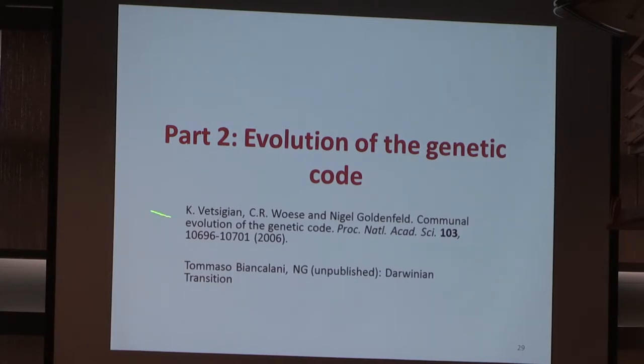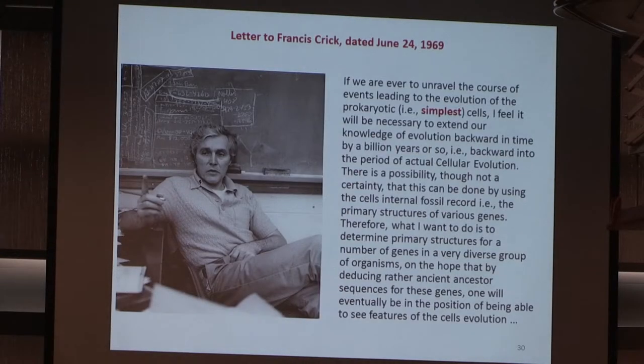I want to now talk about work that actually was done, started with Carl, and may be new to some of you. And there are parts of this that are new and unpublished, which were done with Tommaso Biancolani, who was a postdoc in our institute until last week or so. So this is Carl sometime around the 1970s. He wrote a famous letter to Francis Crick, which we published in one of our papers.